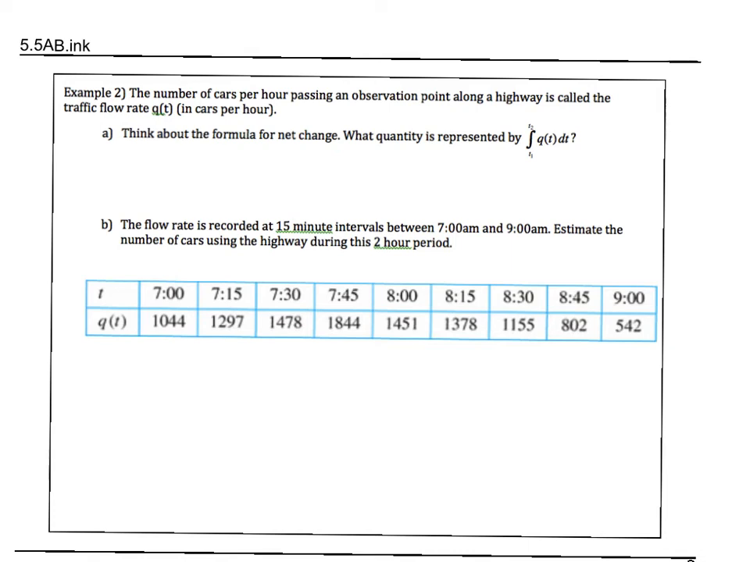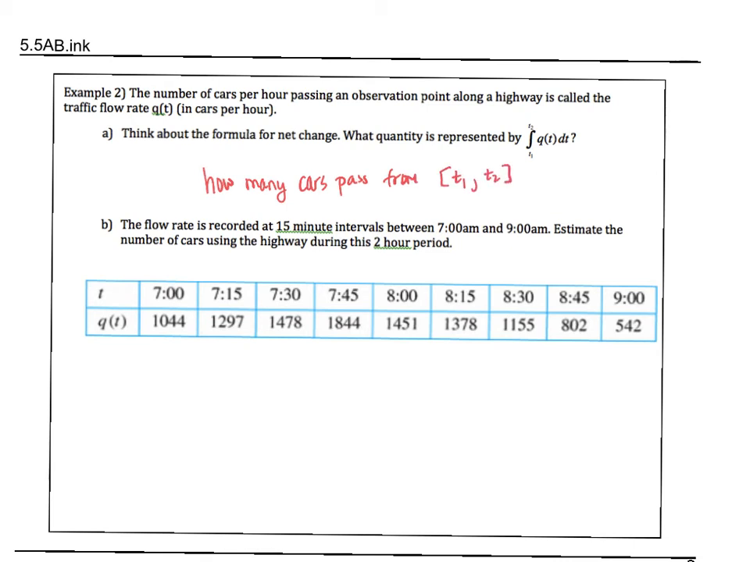Okay. So the number of cars per hour passing an observation point along a highway is called the traffic flow rate, Q of T, in cars per hour. So here's an example where we're not given a function, we're given some information, some real-life data. So think about the formula for net change. What quantity is represented by the integral from T1 to T2 of Q of T dt? So that's the traffic flow rate. So this integral is representing how many cars are going to pass from T1 to T2.